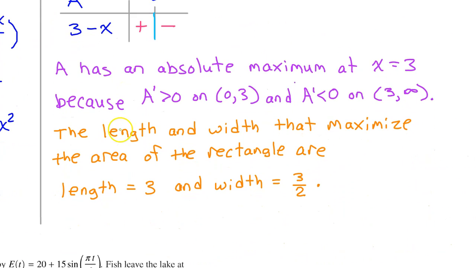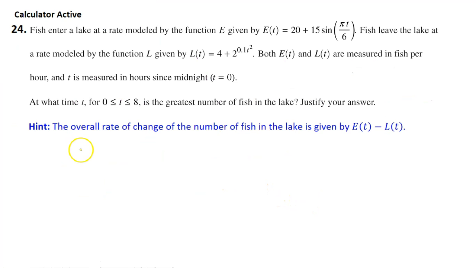So we say the length and width that maximize the area of the rectangle are length equals 3 and width equals 3 over 2. Number 24 is calculator active. There's a common type of FRQ on the AP exam that I think of as a rate in, rate out problem. We will see these a lot more second semester, but you might as well get used to them now.